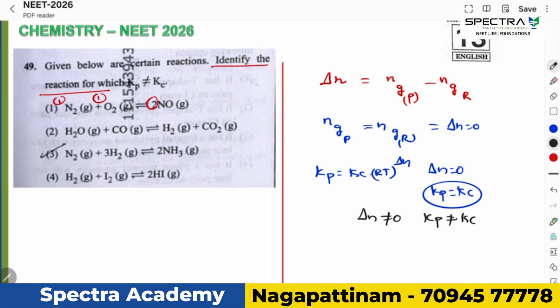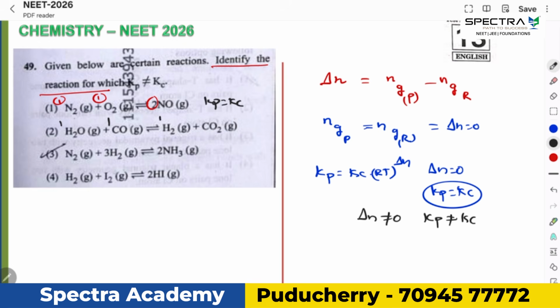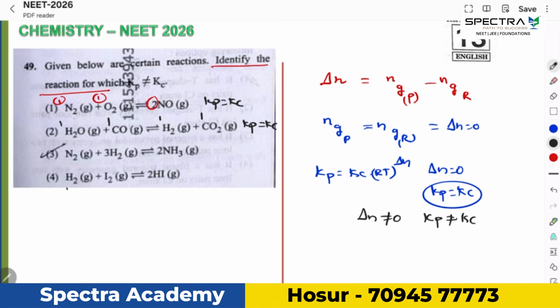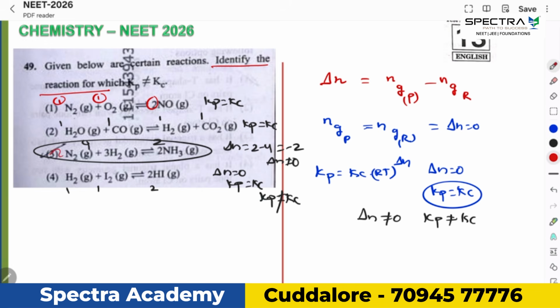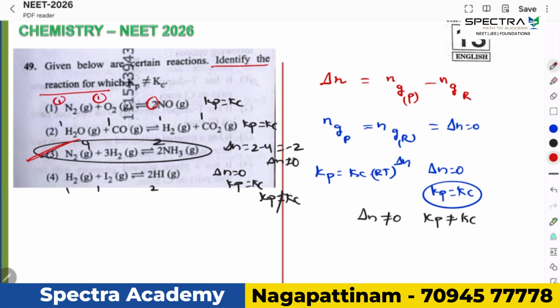So here delta N is equal to 0 in the first option, Kp is equal to Kc. Here 2 moles, right side also 2 moles, so delta N is equal to 0 and Kp is equal to Kc. Left hand side 2 moles, right hand side also 2 moles, delta N is equal to 0, Kp is equal to Kc. But in the third option, left hand side 4 moles, right hand side 2 moles. So delta N is equal to 2 minus 4, that is equal to minus 2. Delta N is not equal to 0, so Kp is not equal to Kc. So option number 3 is the correct one for question number 49.